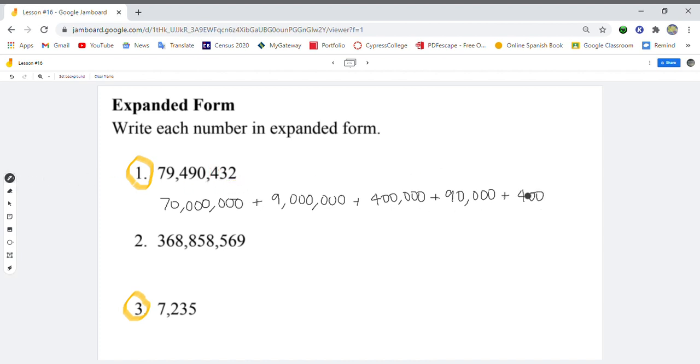3 is in the tens place, so 3 times 10 is 30. 2 is in the ones place, and 2 times 1 is just 2. And so that's basically how you write an expanded form.